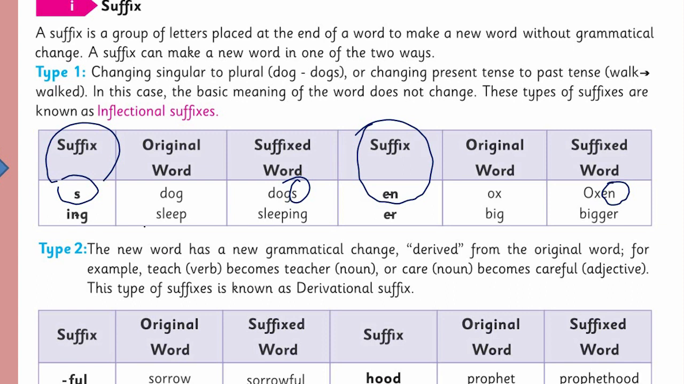Look at the verb here, the actions here. Sleep, sleeping. Here we have added ing, the suffix here. It also shows that something is happening right now. The action is happening right now.